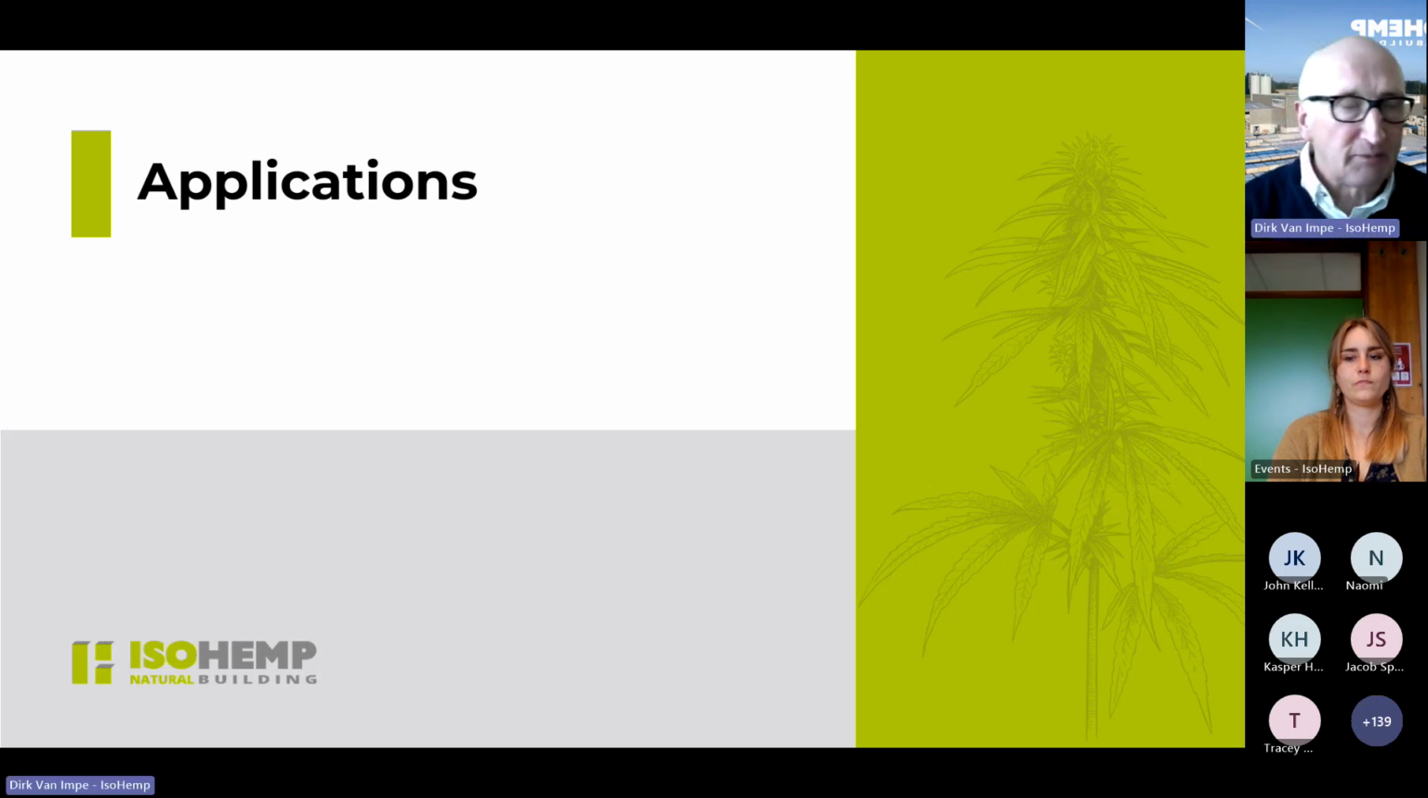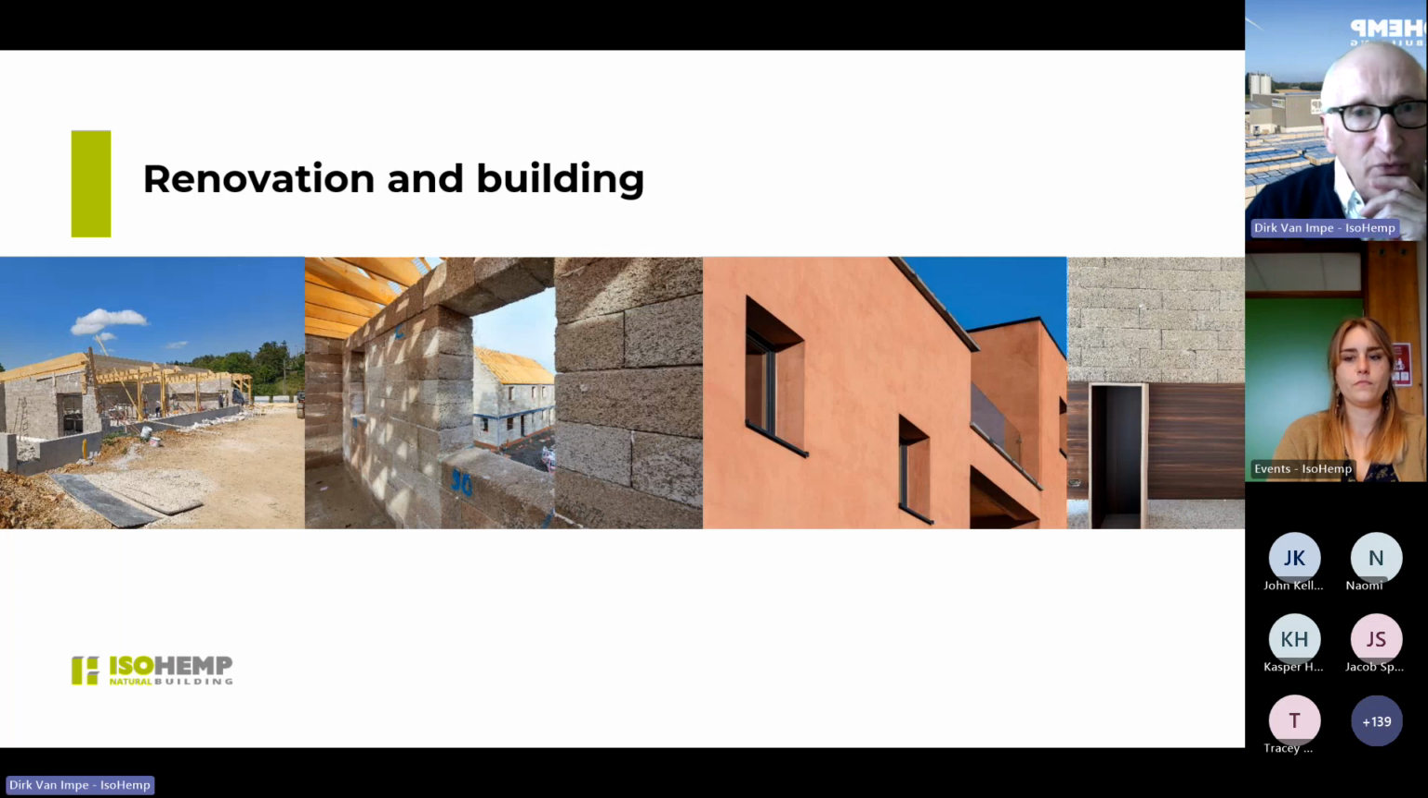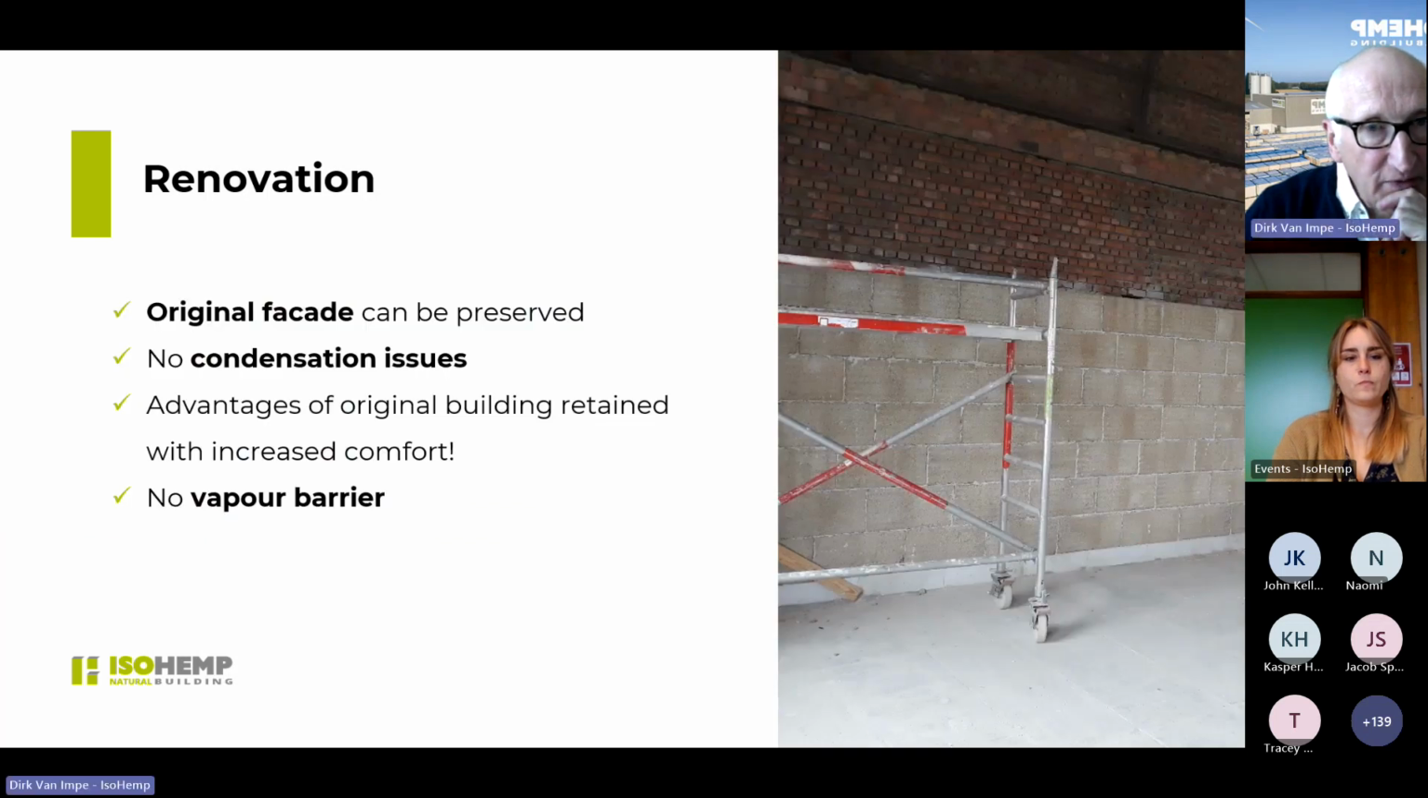Okay, let's go to applications, how it is used in practice. As I said, it can be used for an insulating high performance shell. You can use it in renovation and new buildings. In renovation, the original wall or facade can be preserved. There is insulation on the inside, with no condensation issue because the block can absorb a lot of moisture from condensation and keeps it stored in the block and gives it back to the inner climate when it's needed. And so you can keep the existing building, but with increased comfort, and there's no need for a vapor barrier.